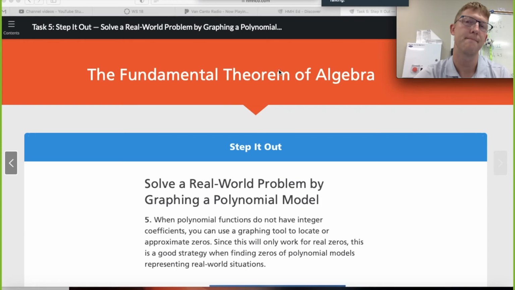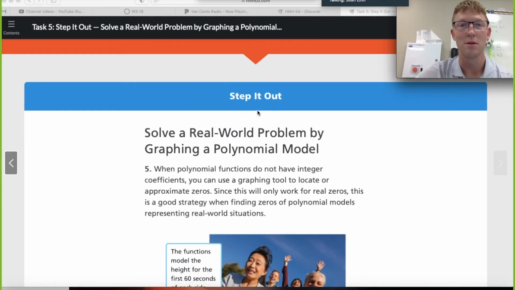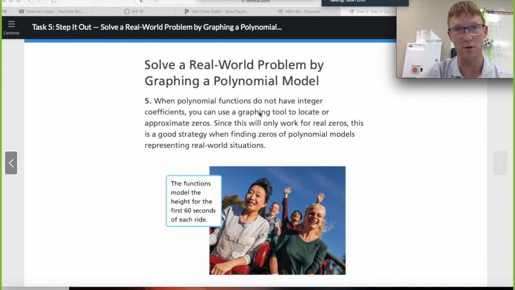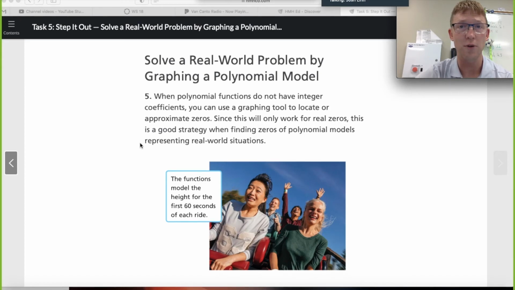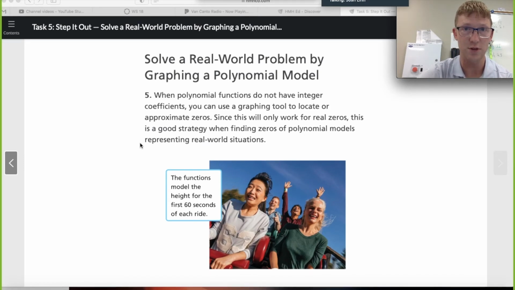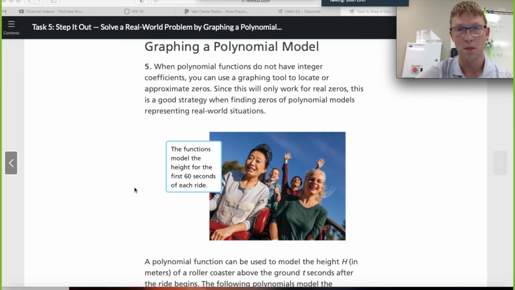You know what? I feel like we need a word problem, don't we? Yes, this is a totally legit real-world application that I'm sure happens all the time, because everybody wants to know when roller coasters are at the same height. So here we go. Solve a real-world problem by graphing a polynomial model. When polynomial functions do not have integer coefficients, you can use a graphing tool like your graphing calculator to figure out where the zeros of the polynomials are.